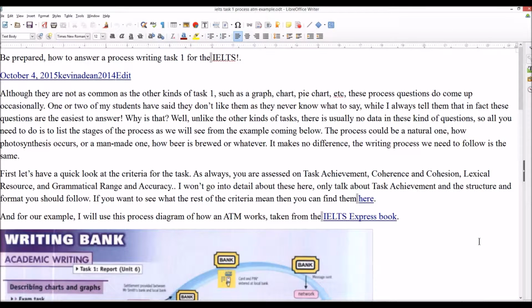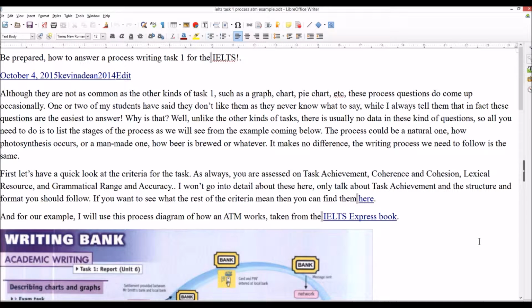Okay, time to talk about another process question. Now, although these are not as common as other kinds of task, one graph, chart, pie chart, they do occur occasionally. Some of my students say that they don't like them because they never know what to say, you know, oh, it's a diagram, I don't know. Well, I always say that these questions, as a matter of fact, are the easiest. And it's basically because there is no data.